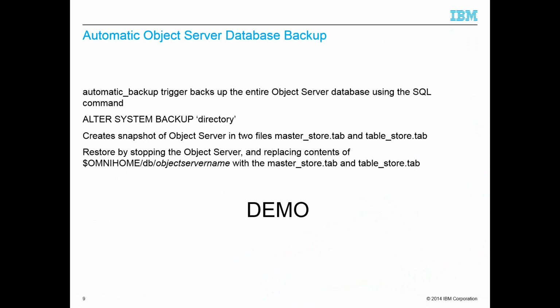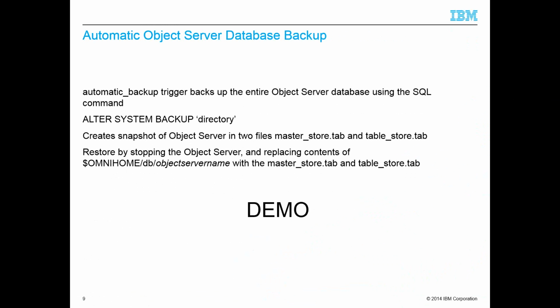And the last backup method here is doing an automatic object server database backup. So what this does is creates like a snapshot of the object server. So it creates an exact backup of your object server. It's the same database files that your object server uses, and it will put them into any directory that you want. You might already be familiar with the alter system backup command, which you can issue from nco_sql or the SQL interface. And it's the same command that the automatic backup trigger runs. So all it does is it backs up your entire object server.